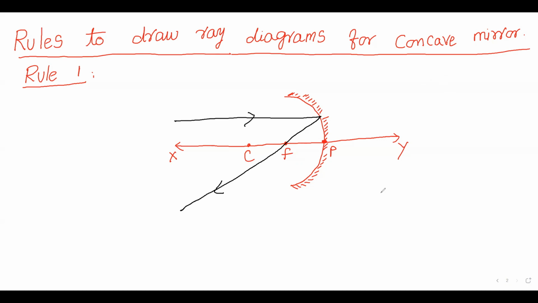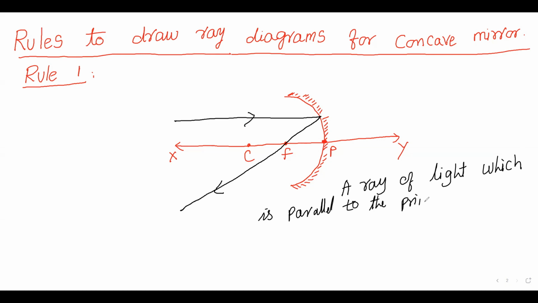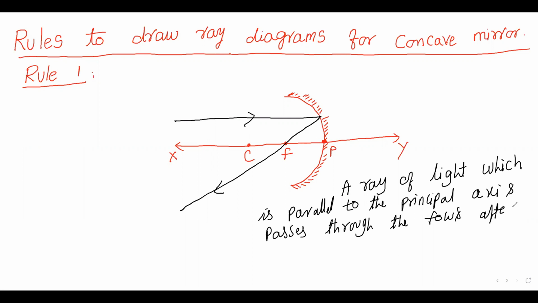Please note down the rule. A ray of light which is parallel to the principal axis passes through the focus after reflection.